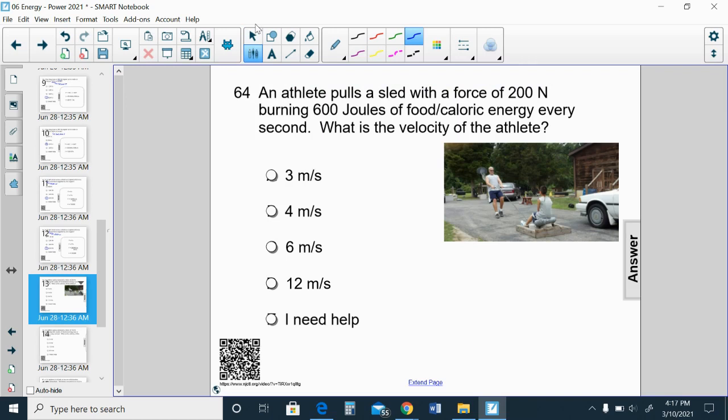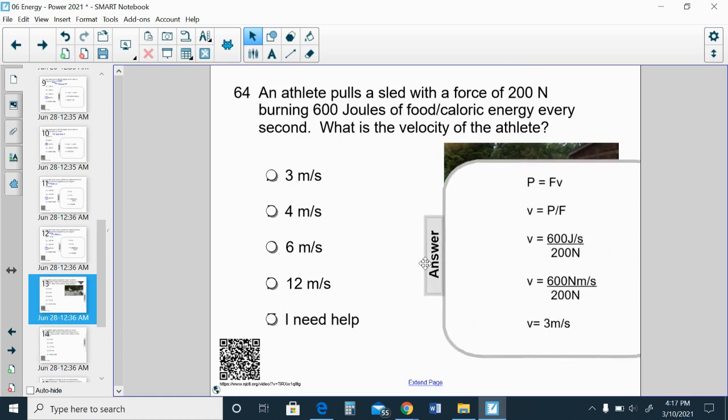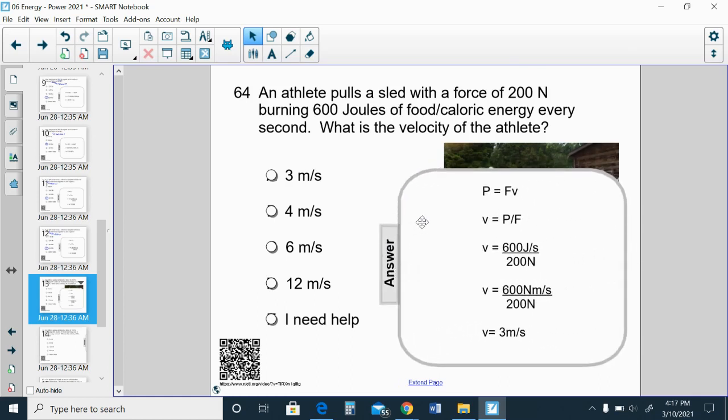An athlete pulls a sled with a force of 200 newtons, burning 600 joules of food caloric energy every second. What is the velocity of the athlete? So here we can use that expression where power is equal to force times velocity. Since we're solving for velocity, that is equal to power divided by force.